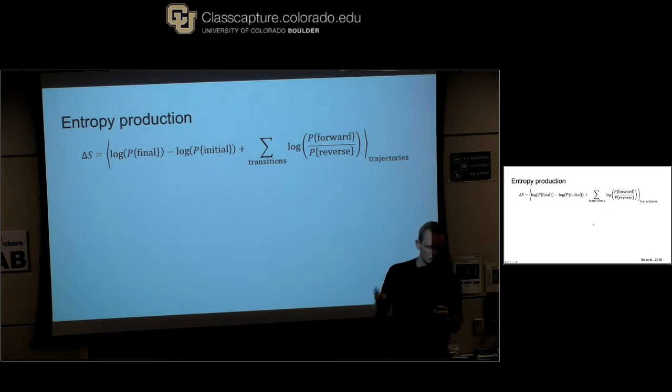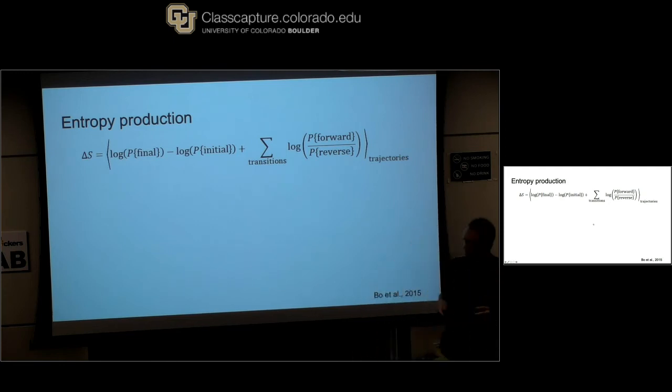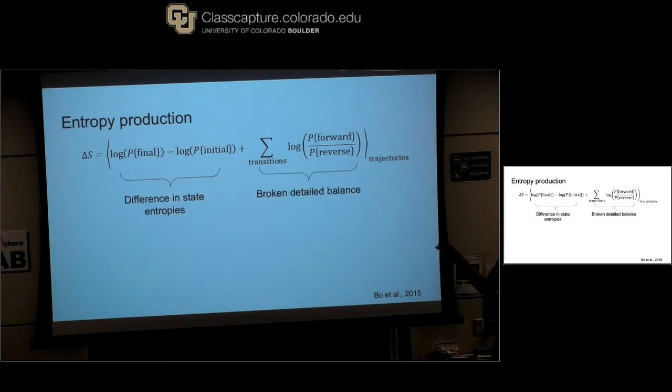Now the question is how do we actually calculate this entropy production? Most of you might have seen this formula before. Basically we look at single trajectories of the system through its state space, and the entropy production has an obvious contribution, which is the difference in entropy of the final and the initial state. In addition to that, we get this non-equilibrium contribution over here, which is due to broken detailed balance in the system.